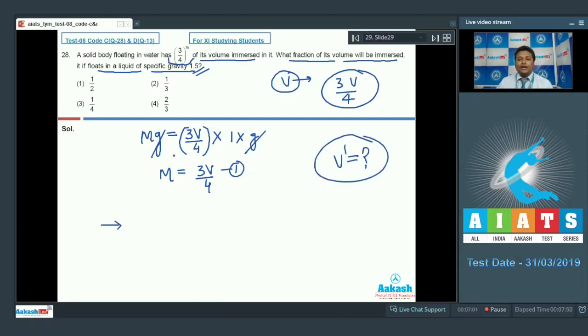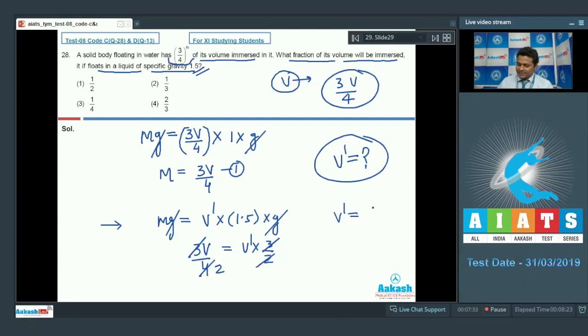Again, since it is floating, therefore forces will be balanced. So weight of the object will be balanced by buoyant force, that is V dash into density 1.5 into g. In CGS system, the relative density will be same as the actual density. So that's why I have written directly the relative density. G, G once again cancel. Mass has the value 3V by 4 equals V dash times 1.5. 1.5 is 3 by 2. So 3 cancel, 2 2s are 4. From here we can see that half volume will be immersed in this liquid. So we will go with option number 1, 1 by 2.